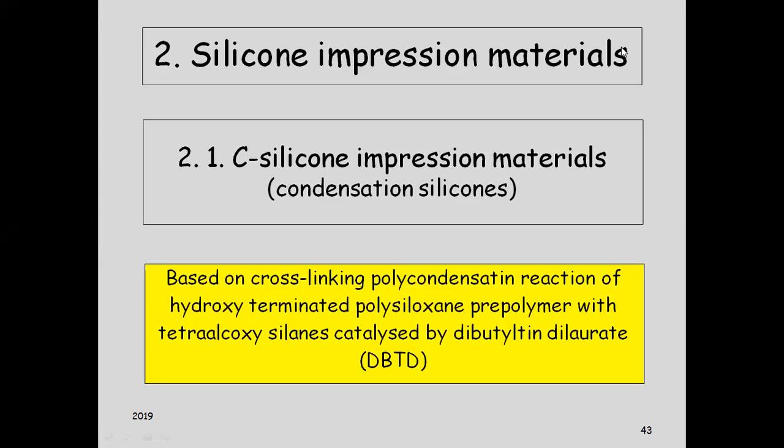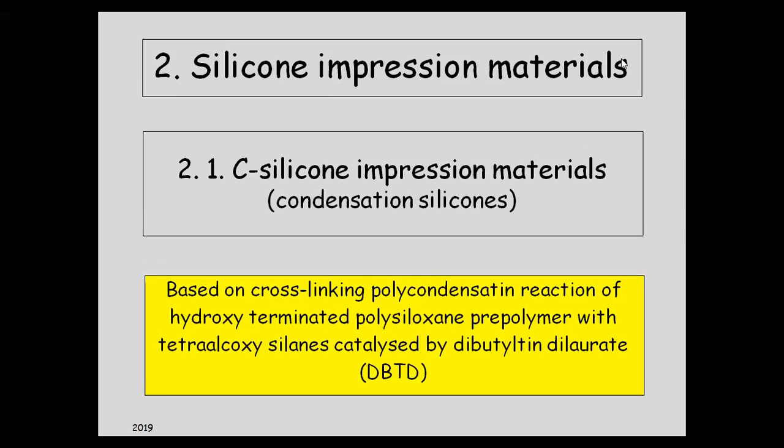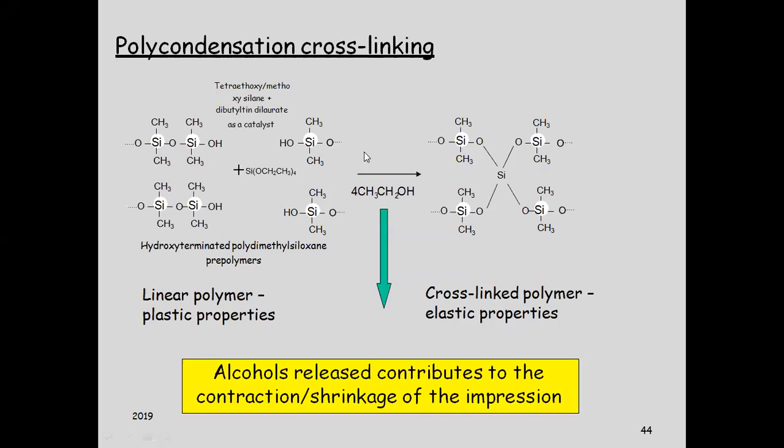So now come to silicon impression material. Silicon impression material, that is condensation silicon, is based on cross-linking polycondensation reaction of hydroxy-terminated polysiloxane polymers with the tetra-alkoxysilane, catalyzed by dibutyl tin dilaurate (DBTD). Right. This is a polycondensation cross-linking. Alcohol release contributes to contraction and shrinkage of the impression.